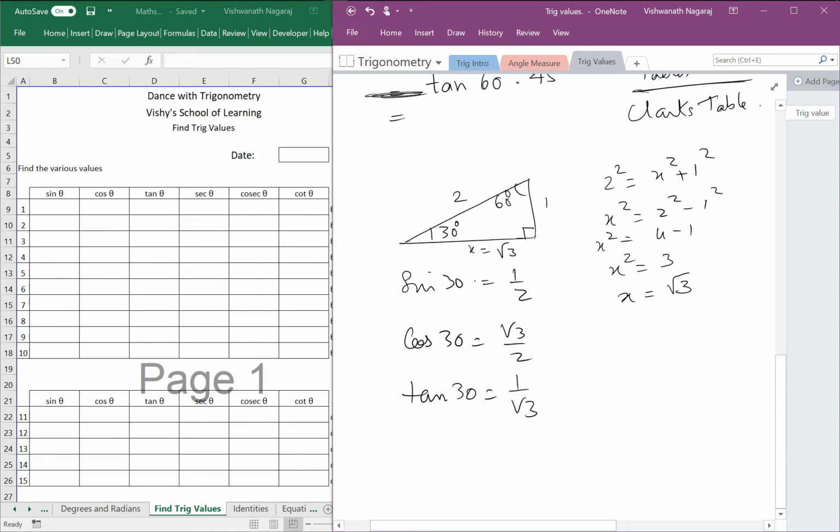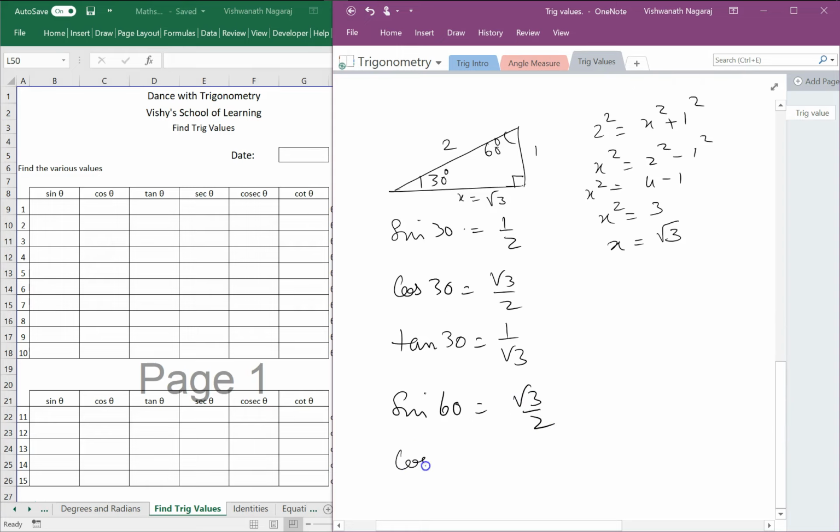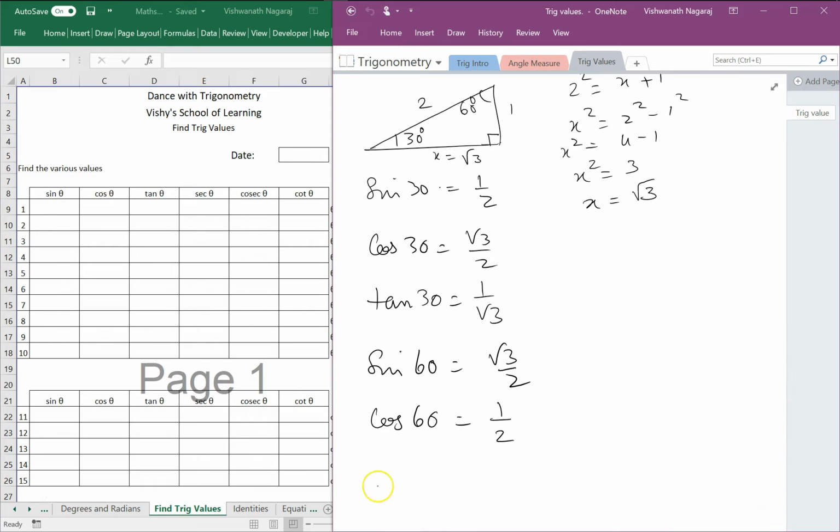These are all for acute angles. Now, same way, look at it from the other side. So sine 60 will be what? Sine 60 will be opposite side by hypotenuse, so root 3 by 2. Cos 60 will be what? Adjacent side by hypotenuse. The adjacent side of 60 degree is 1, hypotenuse is 2.